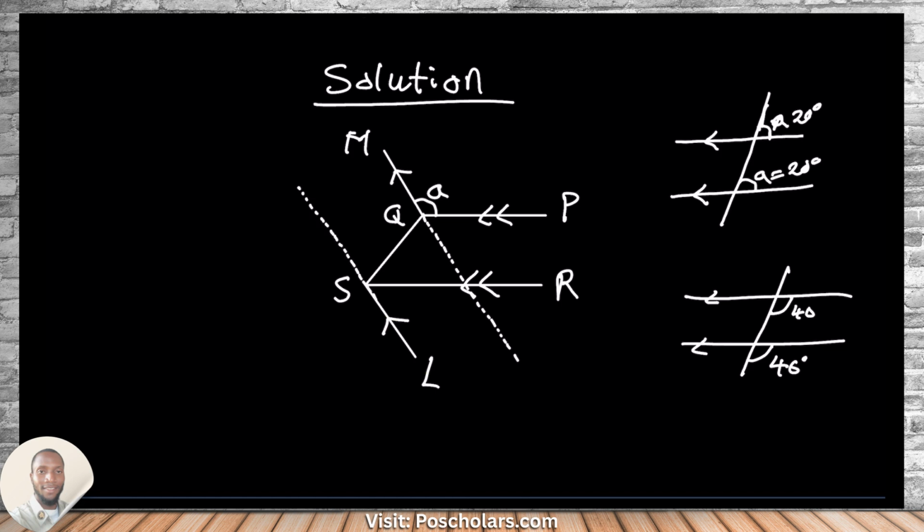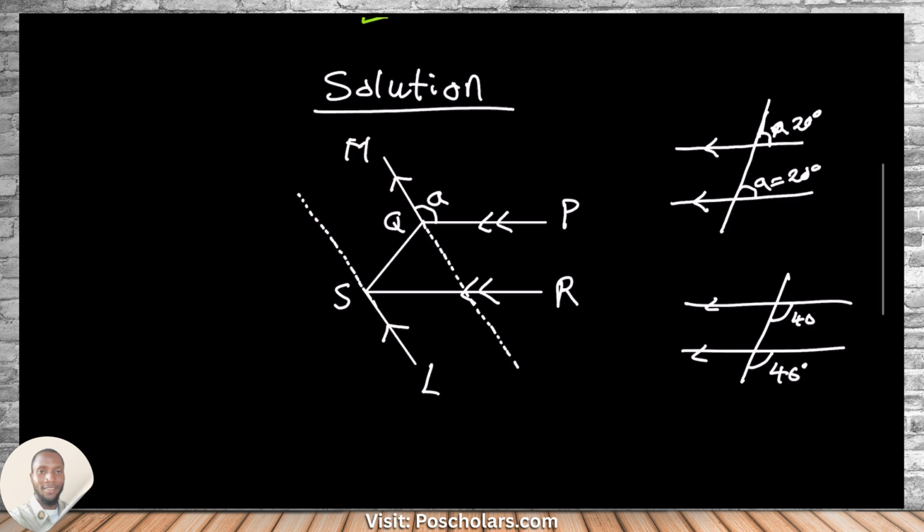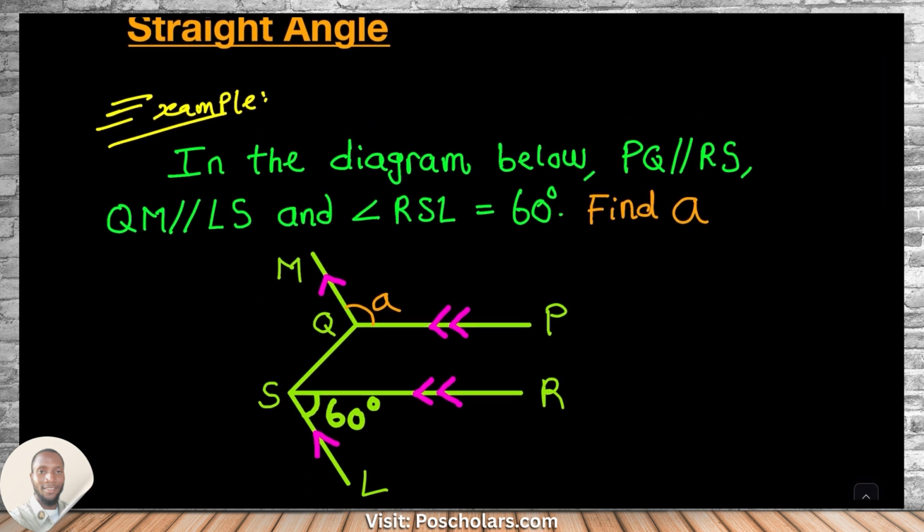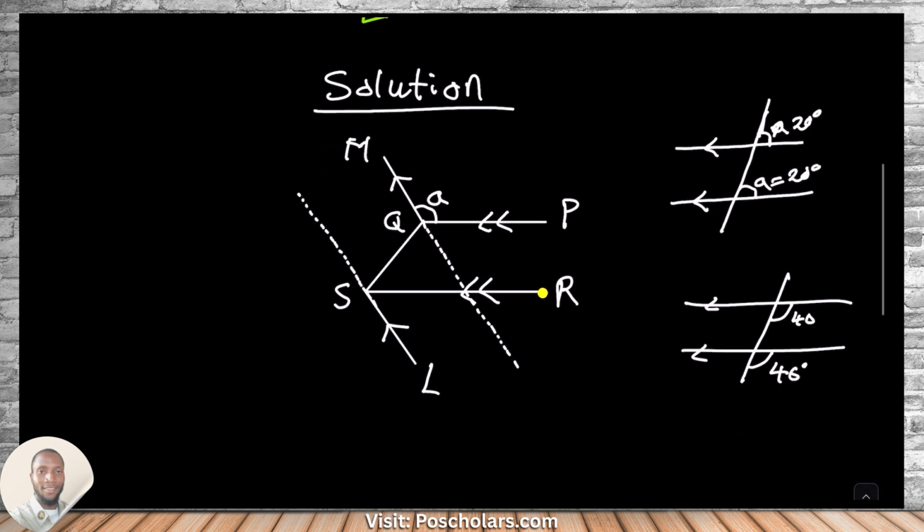Good. Now take note, the information given to us is that line LS and QM are parallel. You can see the symbol, they are parallel, so it means they can't meet. Now in the question, we are told that this angle RSL is 60 degrees. So let me effect it here. Angle RSL is 60 degrees. So the 60 degrees will be here, right? Good. Now using the concept of corresponding angle, if this angle here is 60 degrees, right, automatically the angle here will also be what? 60 degrees. Can you see it? This angle is 60 degrees.